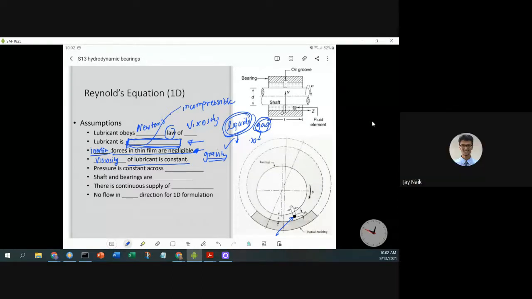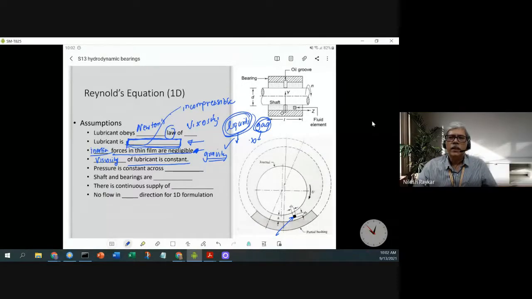Temperature difference. Since there is a viscous drag, the fluid which is entering would be at low temperature, and when it passes through the wedge, because of the drag it is experiencing, it will get heated up. So the fluid coming out of the wedge will be at higher temperature, and viscosity is a function of temperature. So that effect we are neglecting. Okay, the pressure is assumed to be constant in some directions.